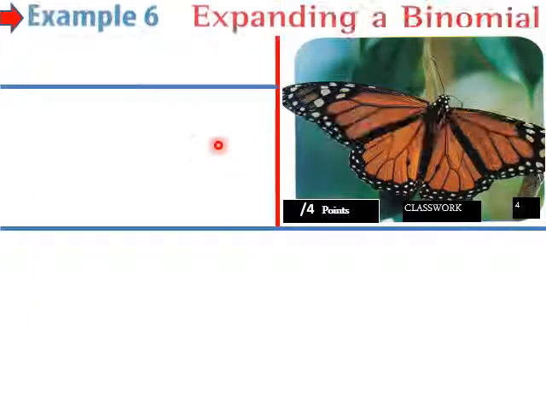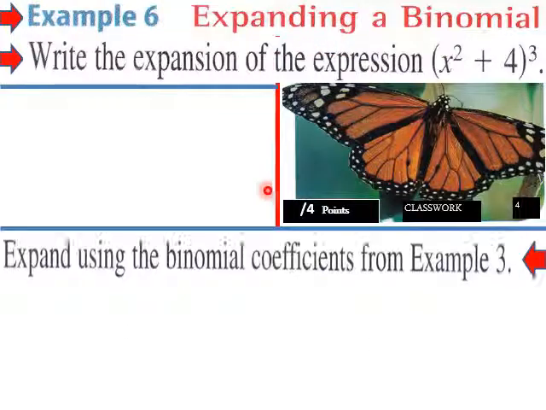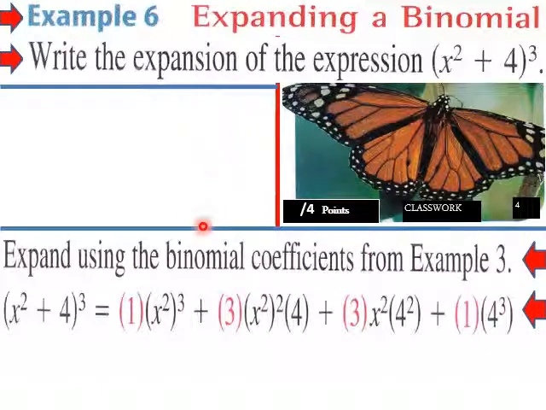Into our next example, expanding a binomial. Write the expansion of this expression, x squared plus 4 quantity cubed. So expand using the binomial coefficients from example 3. So remember back to example 3, we have a cube here. So go 0, 1, 2, and 3. And then here's our expansion here, if you remember that: 1, 3, 3, and 1.